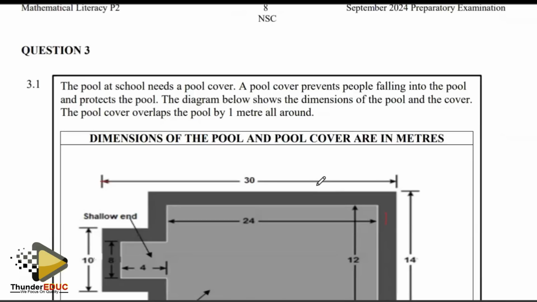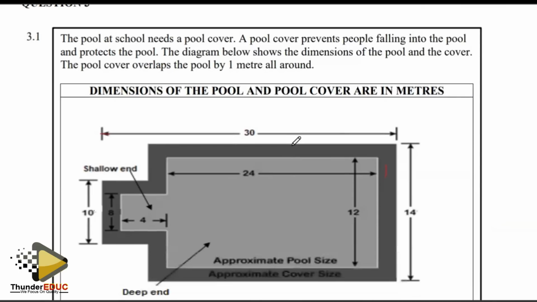Question number 3. The pool at the school needs a pool cover. A pool cover prevents people from falling into the pool and protects the pool from dust and everything. All right, the diagram below shows the dimensions of the pool and the cover. The pool cover overlaps the pool by 1 meter all around. So this dark part here is 1 meter.